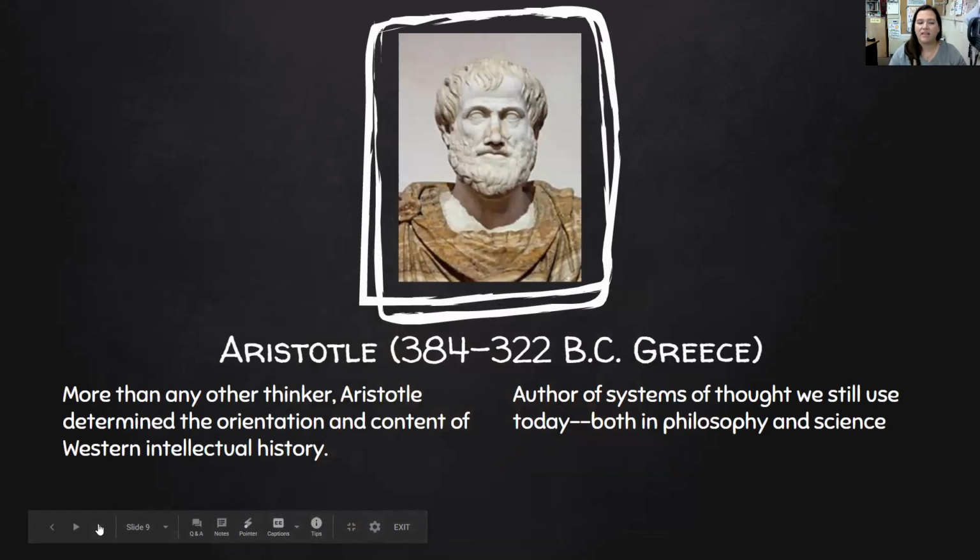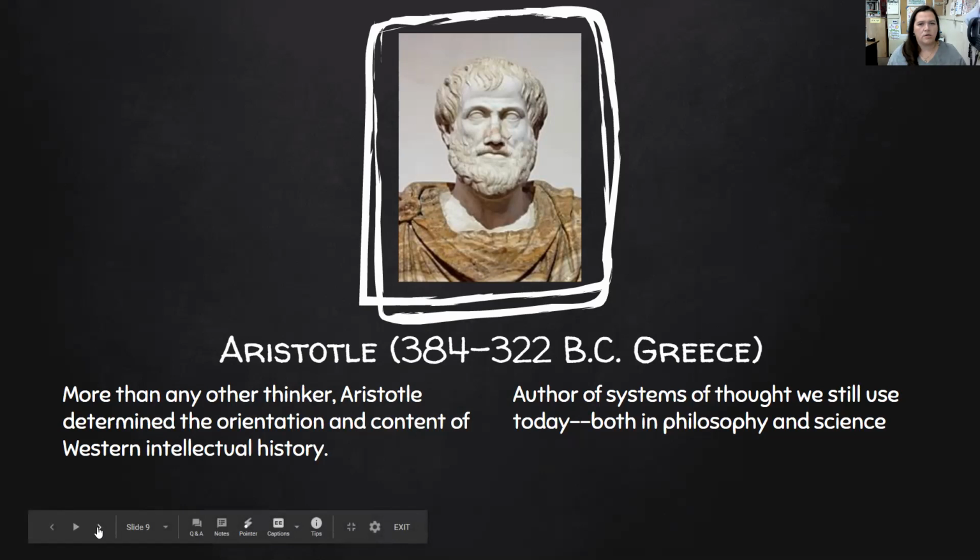More than any other figure, our friend here, Aristotle, who lived from 384 to 322 BC in Greece, determined the orientation and context of Western intellectual history. And he was an author of systems of thought that we still use today, both in psychology, physiology, and science. I apologize. I need to do a much better job on my words.